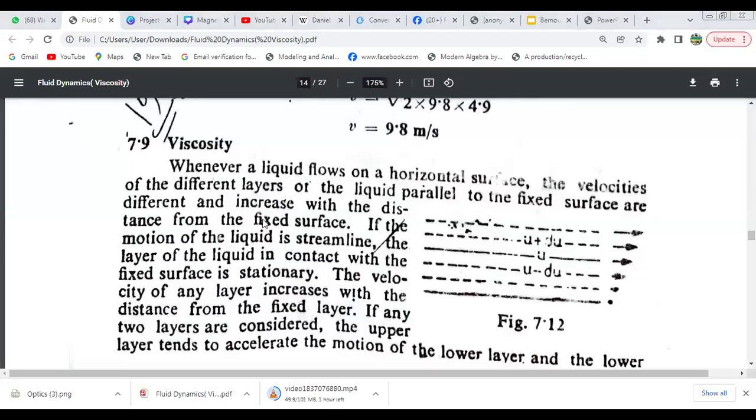Okay, now we'll measure the viscosity. Whenever a liquid flows on a horizontal surface, the velocities of different layers of the liquid parallel to the fixed surface are different and increase with the distance from the fixed surface. If the motion of the liquid is streamlined, the layer of the liquid in contact with the fixed surface is stationary. The velocity of any layer increases with the distance from the fixed layer. If any two layers are considered, the upper layer tends to accelerate the motion of the layer below. Suppose this is u plus du and this is the velocity u.